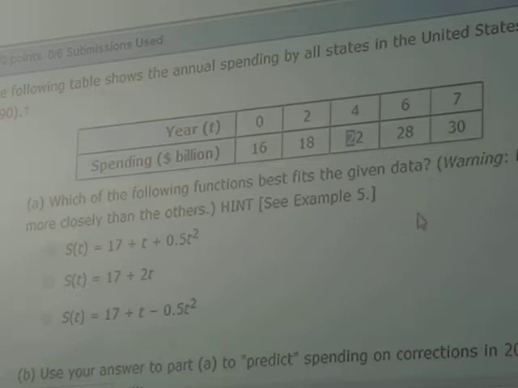Okay, what they're asking for is, which of these functions is the best fit for this data? You see what they're trying to do is get a model for spending. But we know that the model is only going to be an approximation to the reality, right? It's not going to be as simple as any of these equations, right? But they're asking you which one is the best model. Now what do they mean by the best?